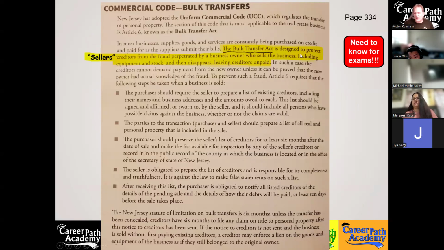The Bulk Transfer Act, we should be highlighting on page 334, is designed to protect sellers' creditors. I wrote the word sellers there. The sellers' creditors from the fraud perpetrated by a business owner who sells the business, including the equipment and stock, and then disappears, leaving creditors unpaid. So this law, the Bulk Transfer Act, is put in place to protect the seller's creditors from the seller.